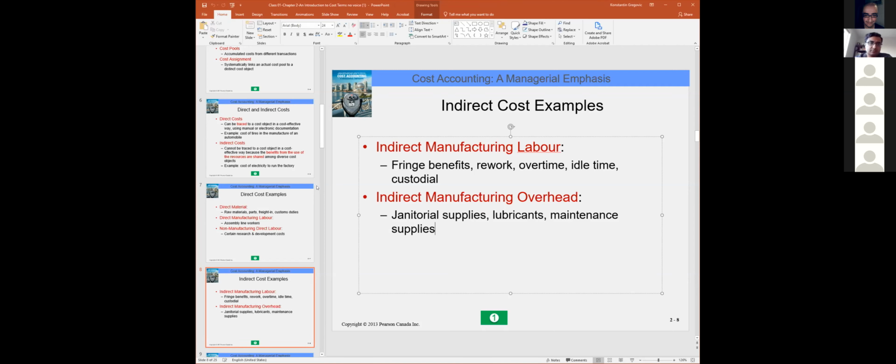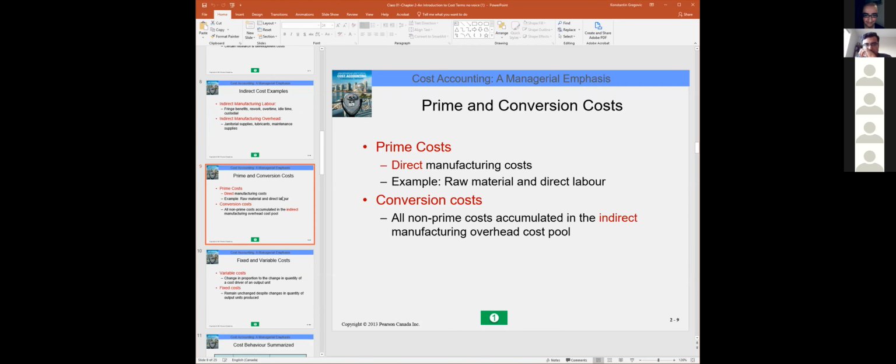There are predetermined overhead rates that you use to allocate manufacturing overhead. Before you even start the manufacturing process, you'll establish a predetermined overhead rate for your manufacturing overhead. And then at the end, when the product's complete, you will have the actual overhead cost and you make a comparison. So that's Chapter 5, job order costing. We also have normal costing. We'll be talking about that in future chapters.